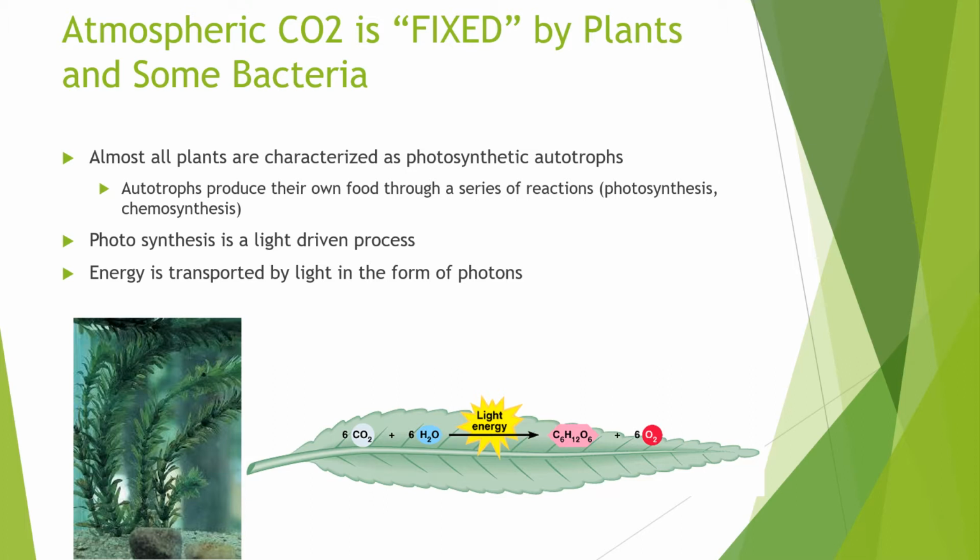Almost all plants are characterized as photosynthetic autotrophs. This means that they can produce their own food through photosynthesis, and some organisms can use other means of creating food, such as chemosynthesis. It is important to understand that photosynthesis is primarily a light-driven process, where energy that is transported by light is used to convert atmospheric CO2 into sugar.